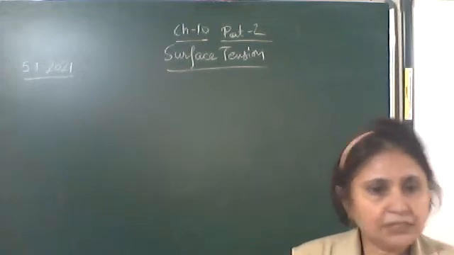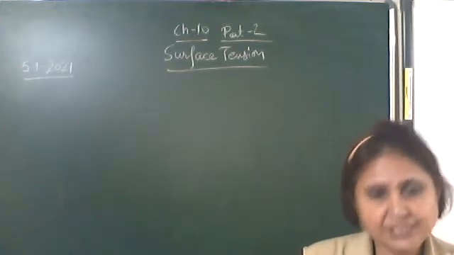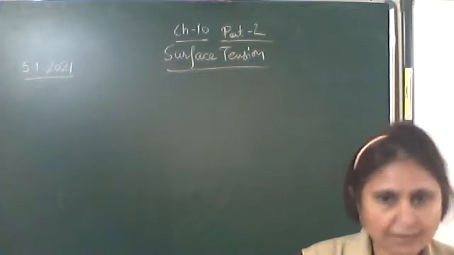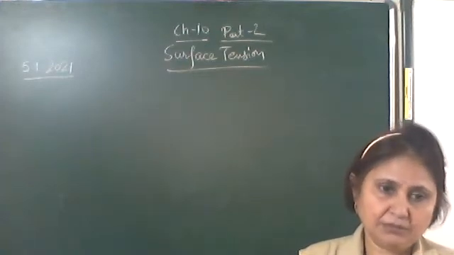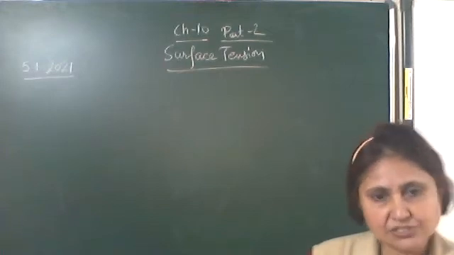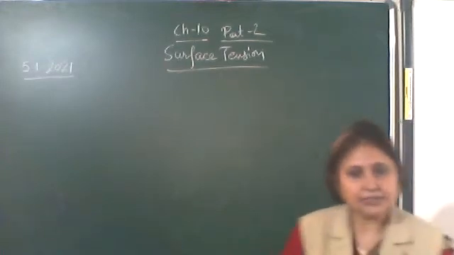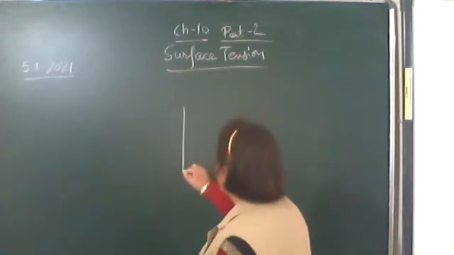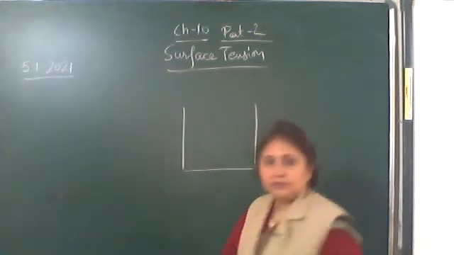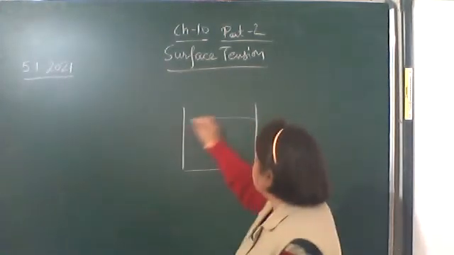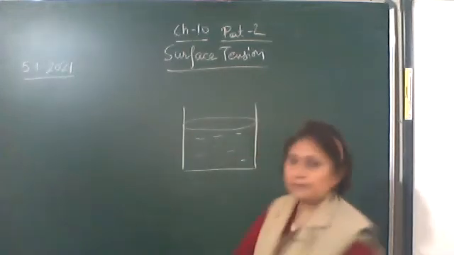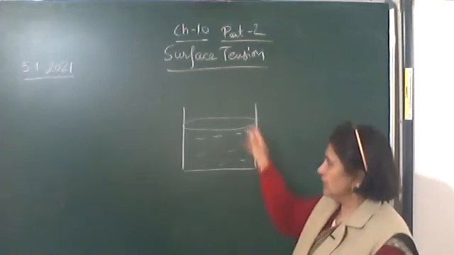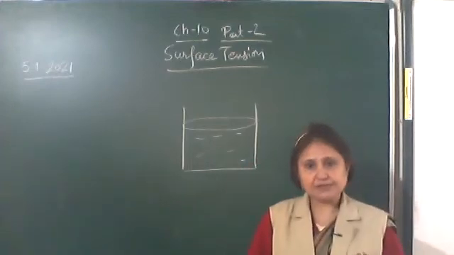Okay, so whenever the liquid is at rest, the free surface of the liquid, the upper surface of the liquid, tries to attain a minimum surface area and behaves like a stretched membrane. This property we call surface tension. Now let's find the expression of the surface tension. Let the liquid be taken in a container which is at rest.